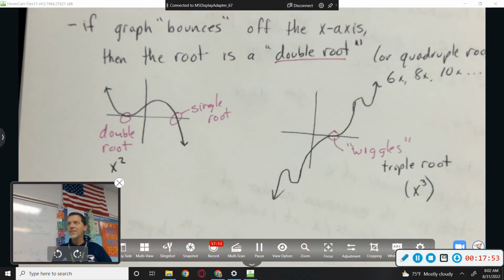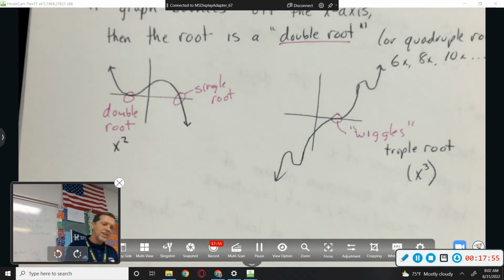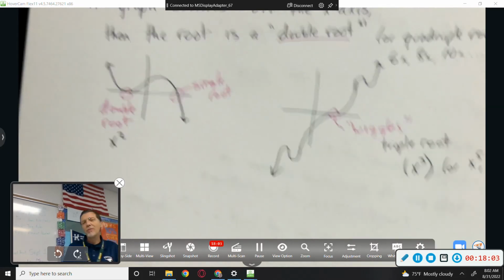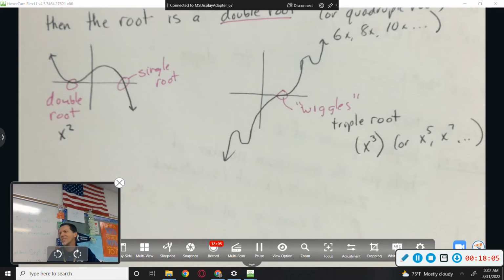Is it only going to be triple, or is it going to be multiple? An odd root. Okay. Or fifth, seventh, etc. We're not going to use fifth roots or anything, but in theory, just by looking at it, if it wiggles, you don't know for sure if it's 3, 5, 7 or 23.